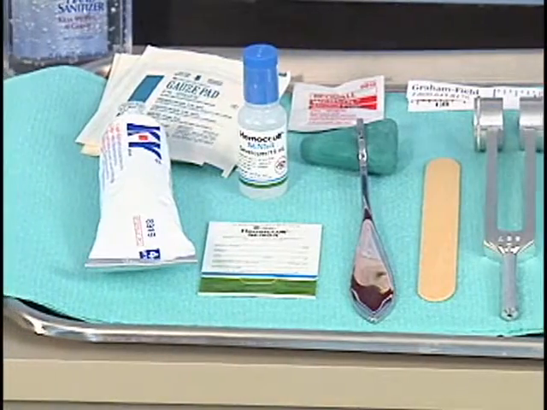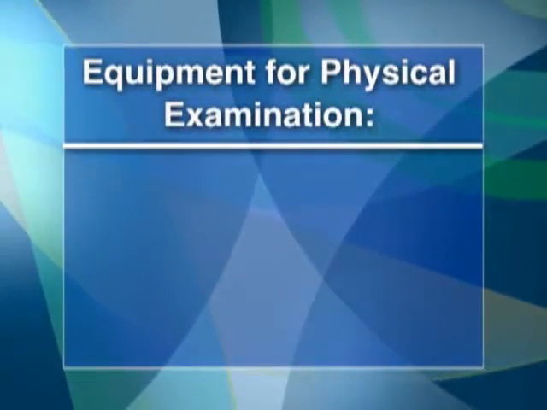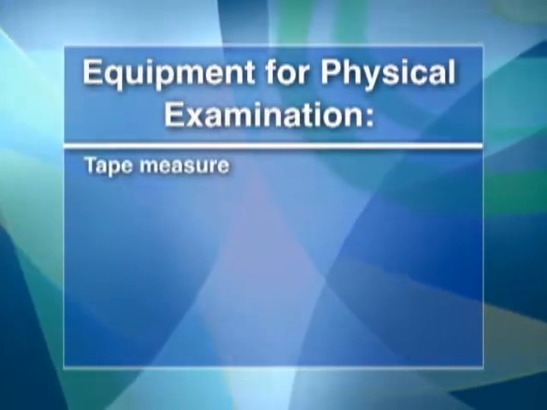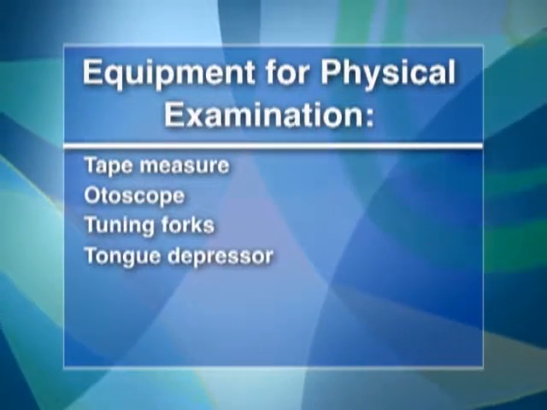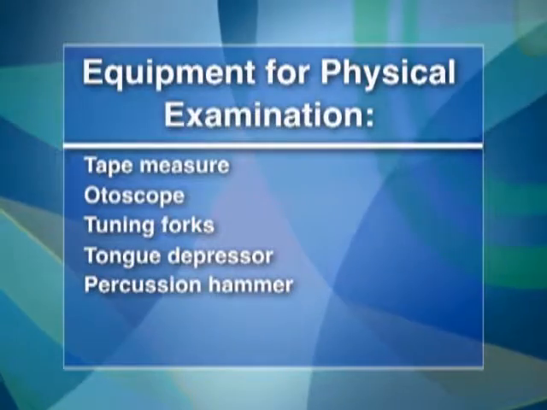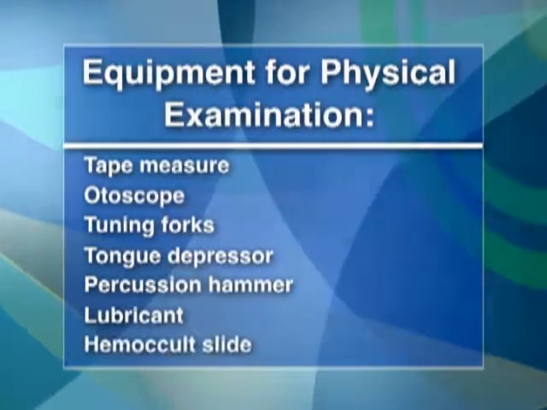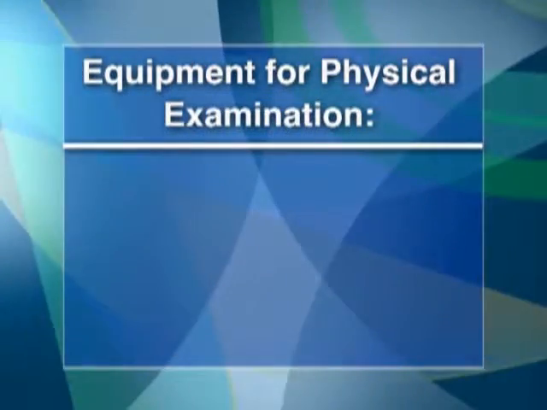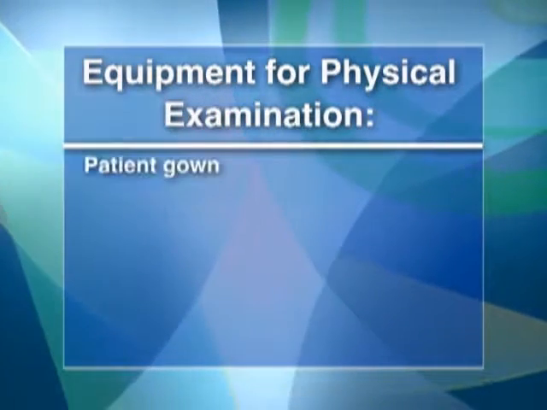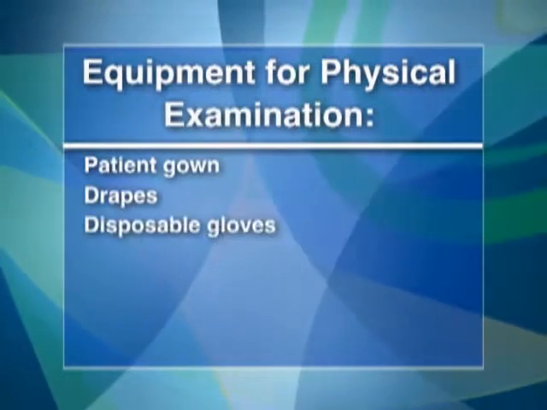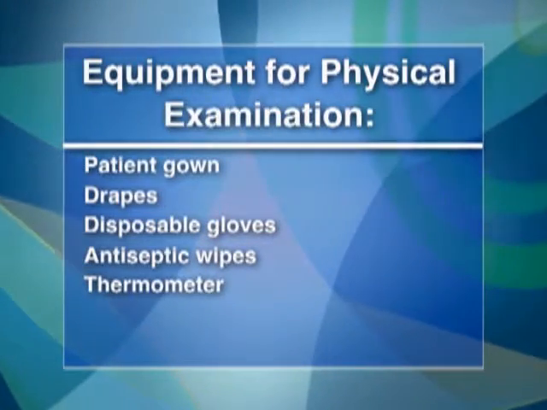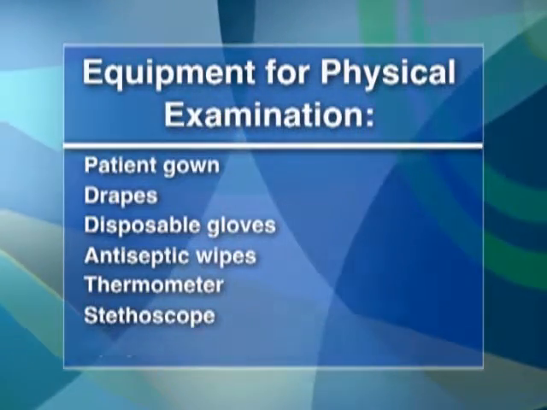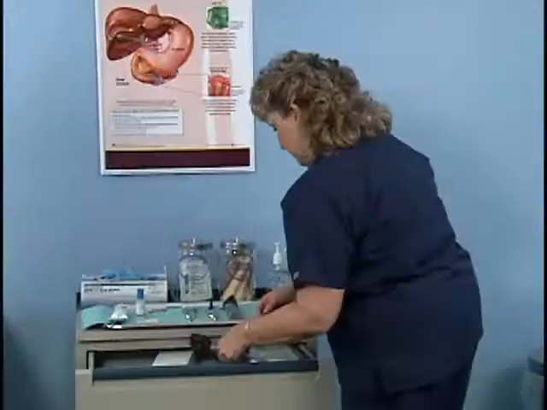The instruments and supplies often required for a physical exam include a tape measure, an otoscope, tuning forks, a tongue depressor, a percussion hammer, lubricant, a Hemoccult slide. Other supplies usually required include a patient gown and drapes, disposable gloves, antiseptic wipes, a thermometer, stethoscope, and sphygmomanometer.